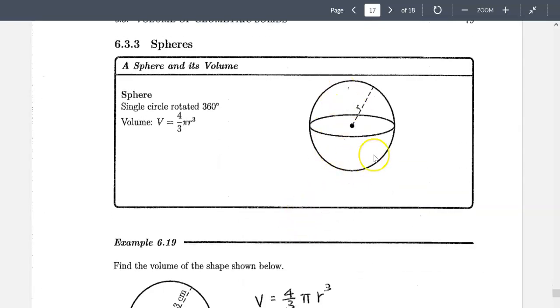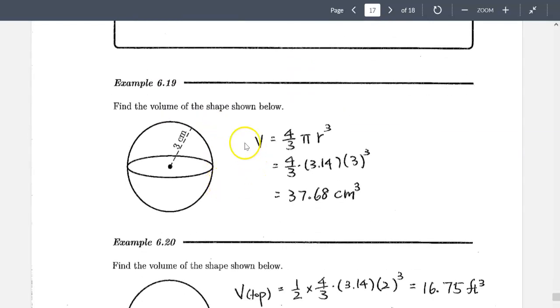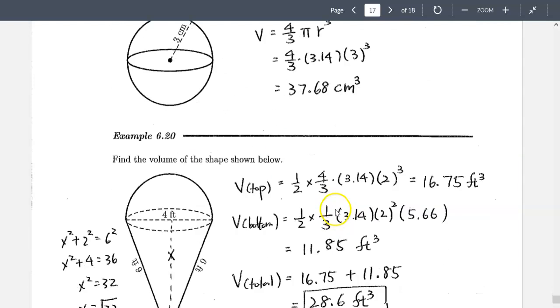Last but not least, you have a sphere. Now, a sphere is like a ball. So the volume is 4/3 times pi r cubed. So using that on this shape right here, 4/3 times 3.14, the radius is 3. And once you multiply all this on your calculator, you get 37.68 centimeters cubed.